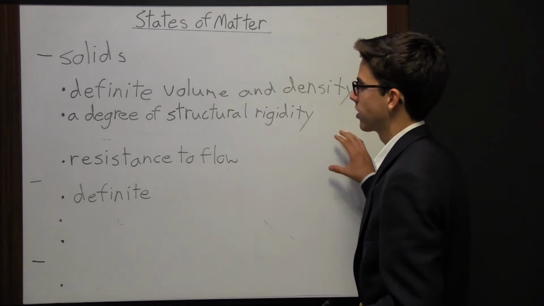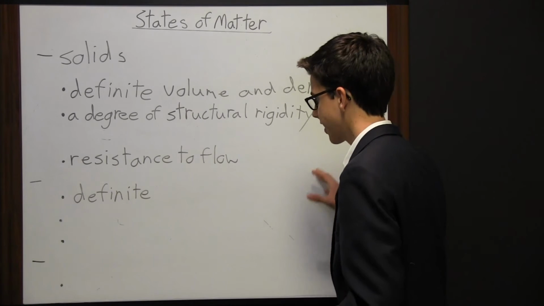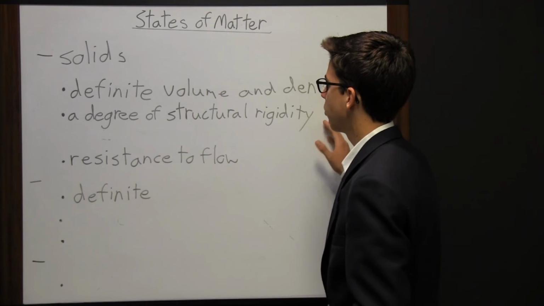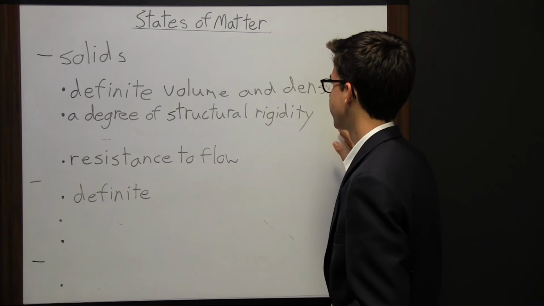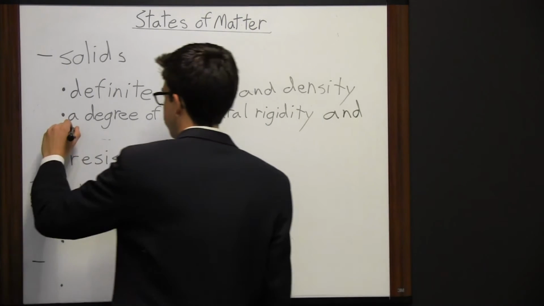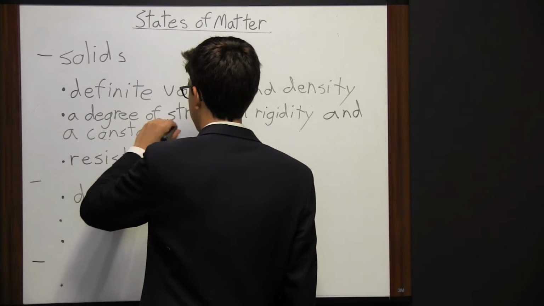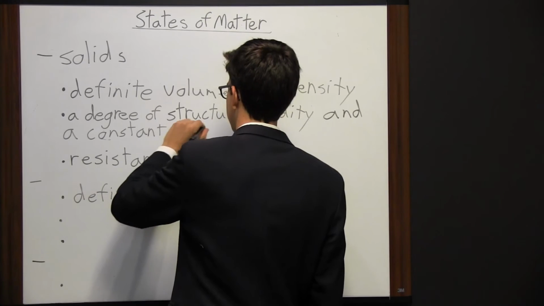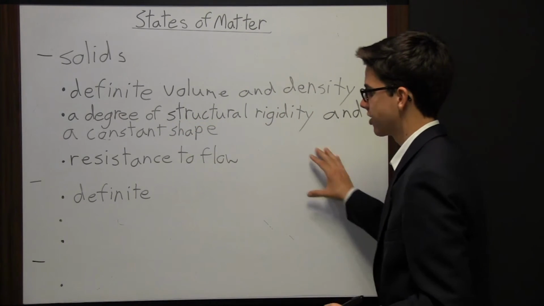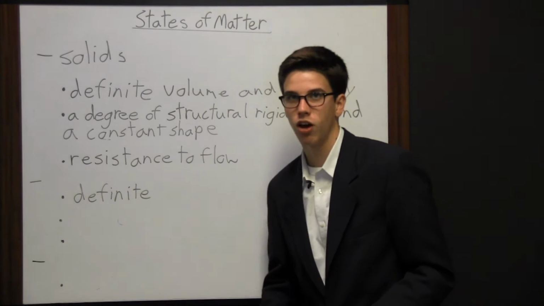So like this whiteboard, for example, is a solid. So the volume of this whiteboard isn't changing, and the density of this whiteboard isn't changing. And then the second point of a solid is it has a degree of structural rigidity and a constant shape. So notice that this whiteboard has structural rigidity and a constant shape, so the shape isn't changing. It also has a resistance to flow.